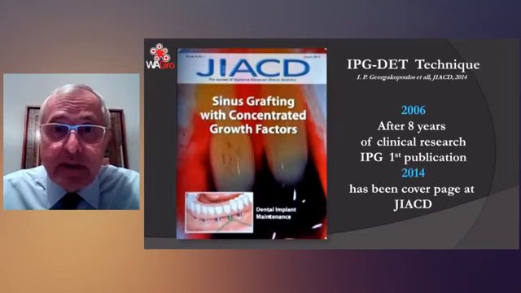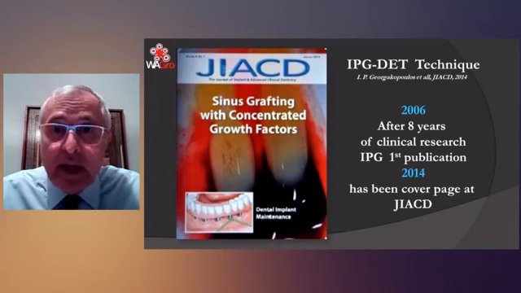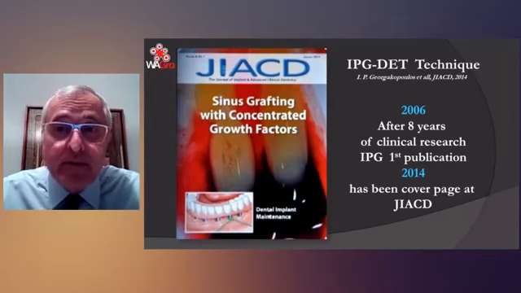For the first 8 years, we did a lot of clinical research without speaking a lot about this technique, because it was a very innovative technique, against everything we knew until that moment. After 8 years of clinical research, we did our first publication, and the IPG first publication was the cover page in the Journal of Implant and Advanced Clinical Dentistry.